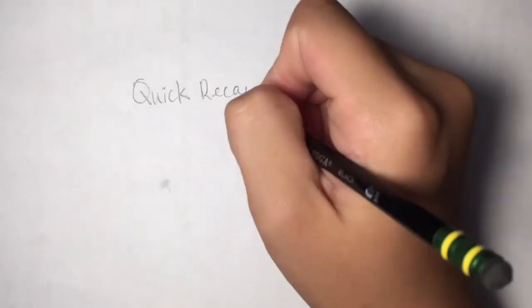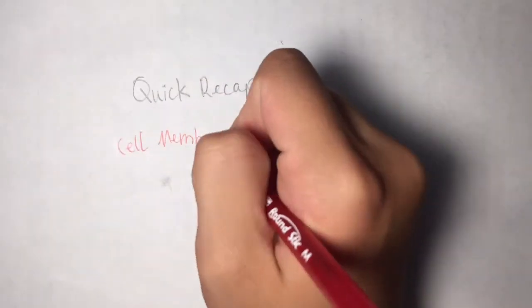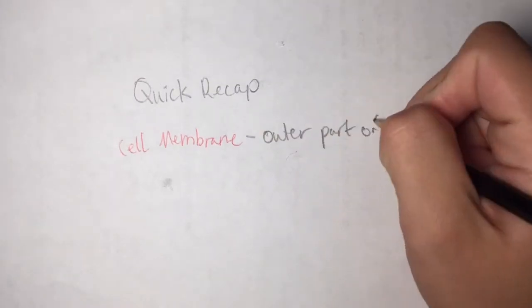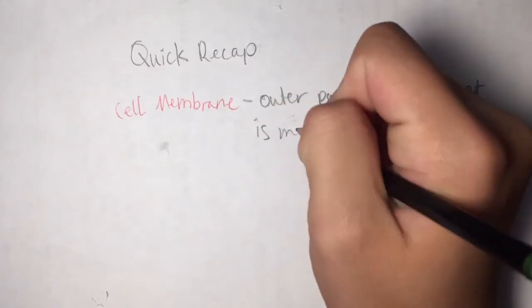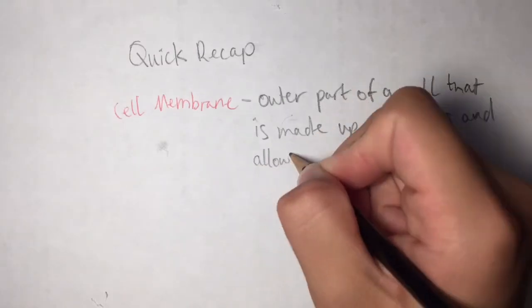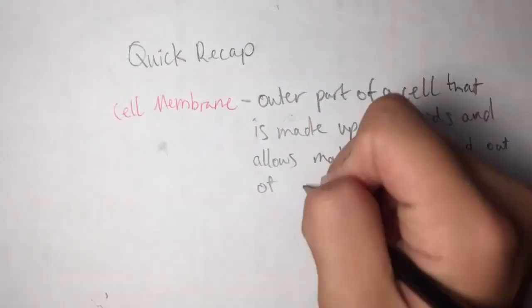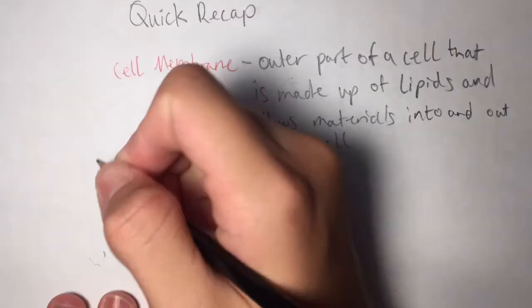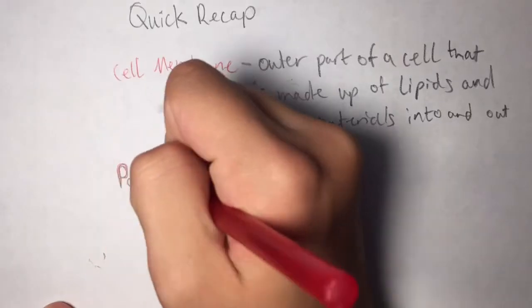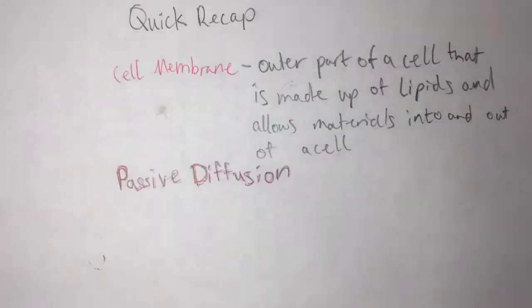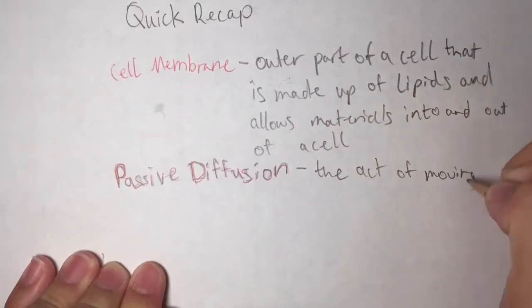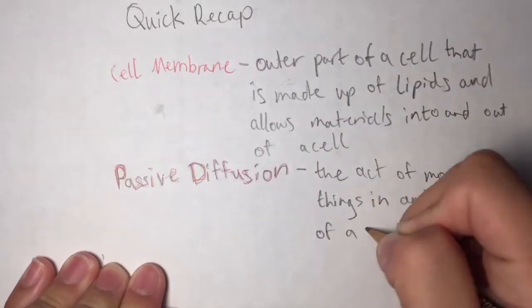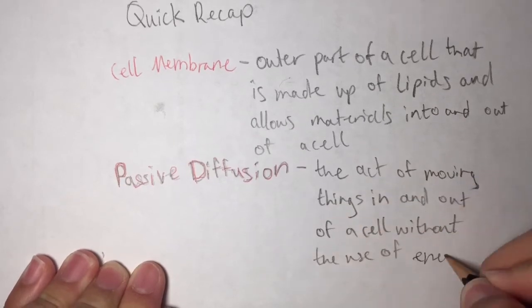Quick recap, sorry. A cell membrane is the outer part of a cell that is made up of lipids and allows materials into and out of a cell. Passive transport. And of course, it has to be red. Passive transport is the act of moving things in and out of a cell without the use of energy.